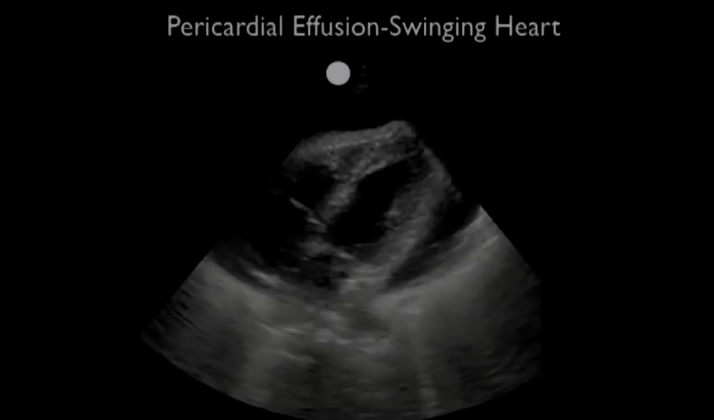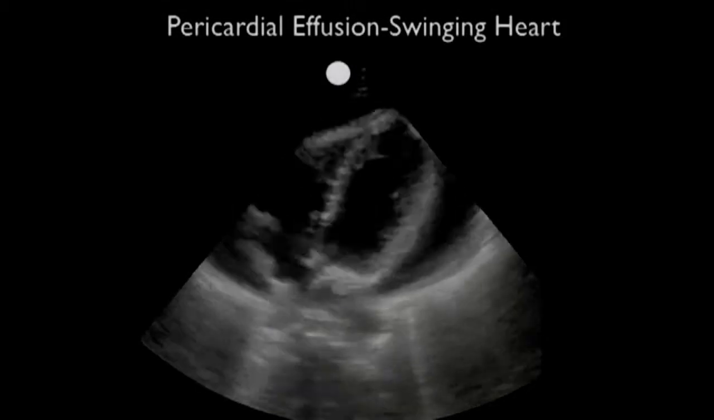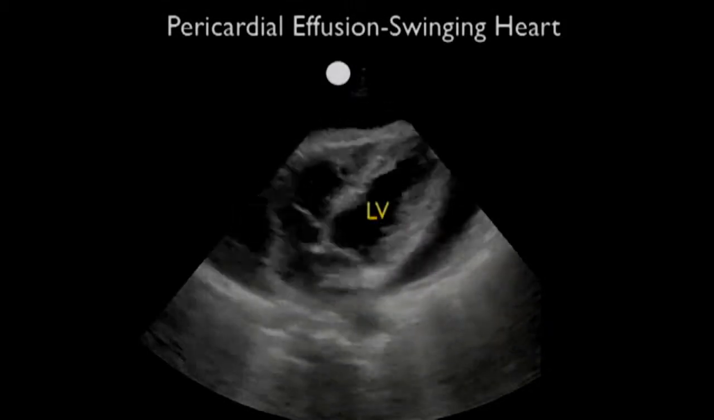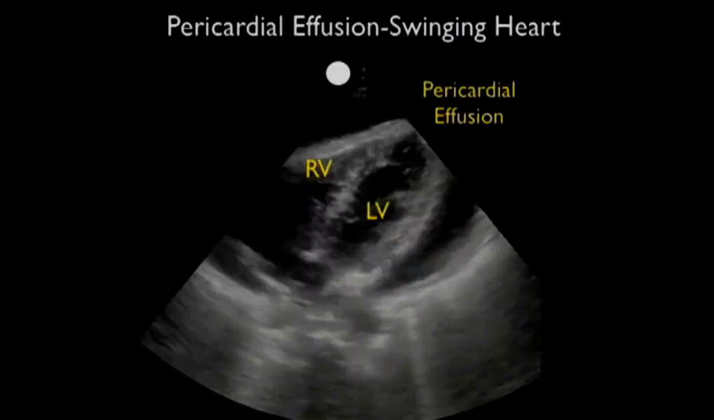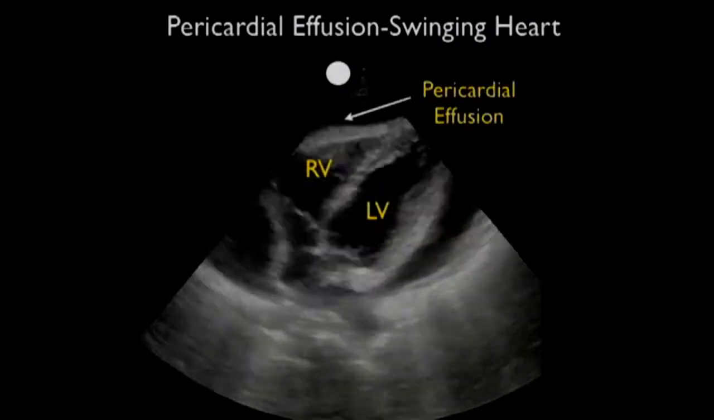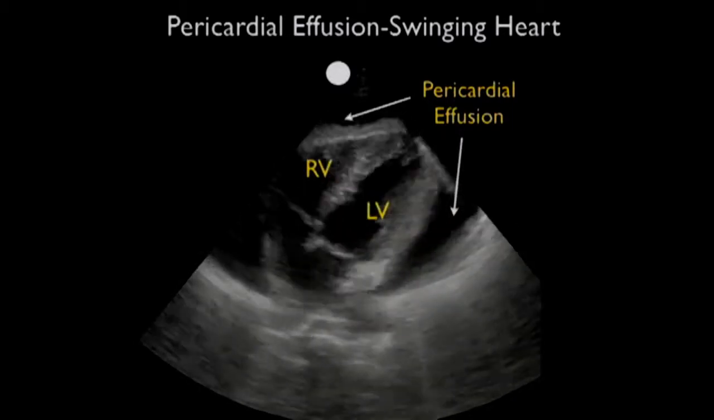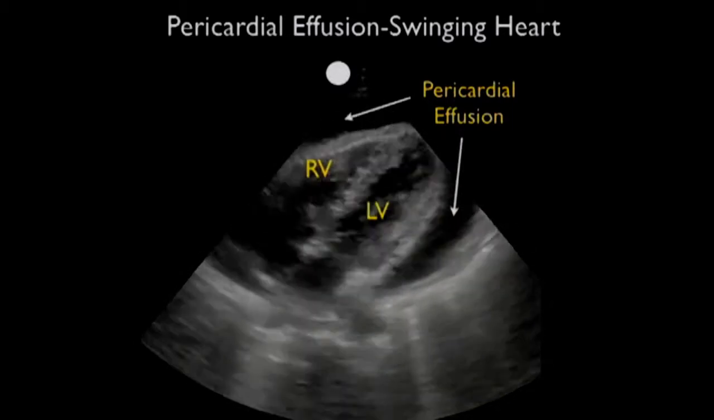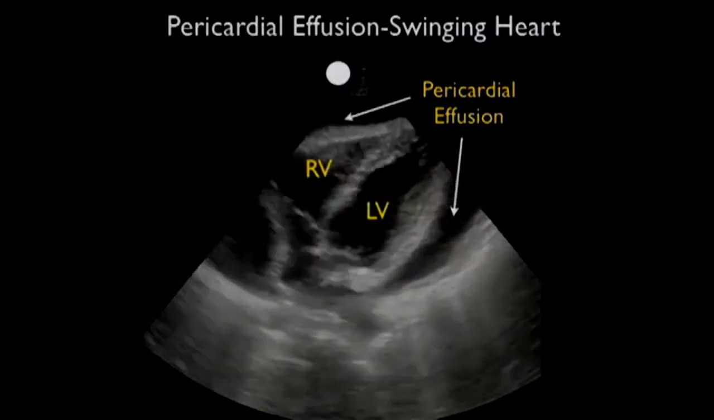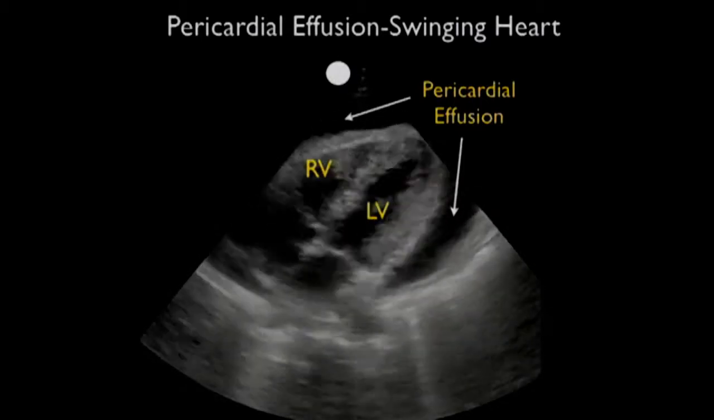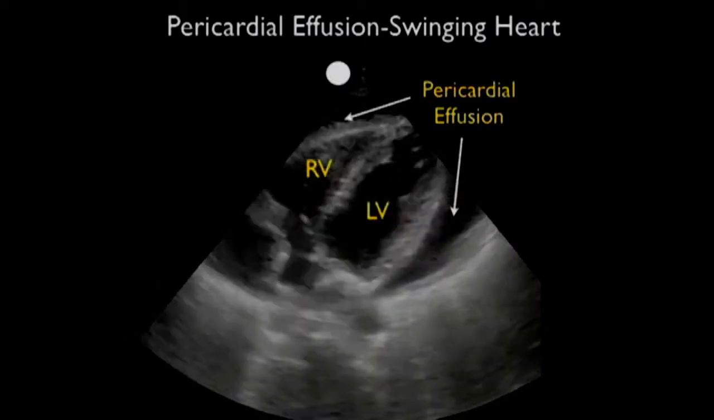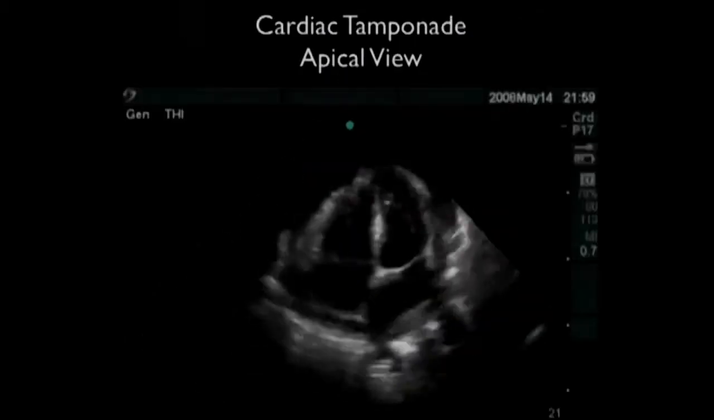Let's take a look at an interesting video clip of a patient who presented with acute shortness of breath. We see here the left ventricle and the right ventricle, but notice the black ring or anechoic region surrounding the chambers. We learned earlier that anechoic regions usually represent fluids in body cavities. This is a sign of pericardial effusion, which is an abnormal accumulation of fluid in the pericardial cavity.